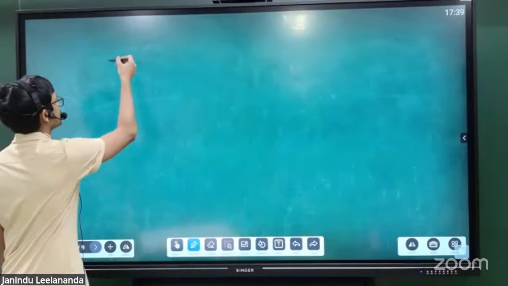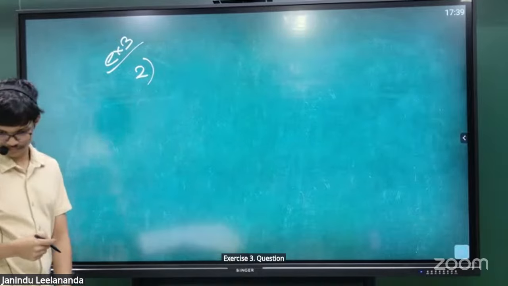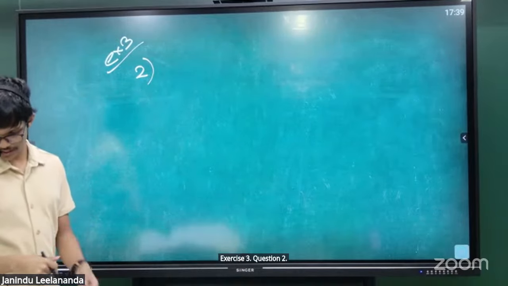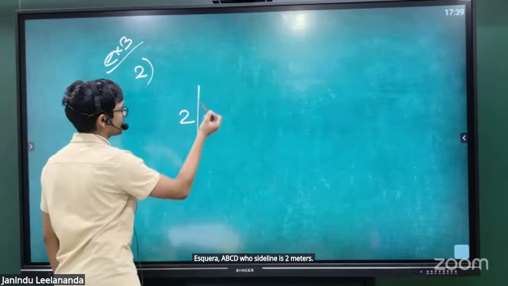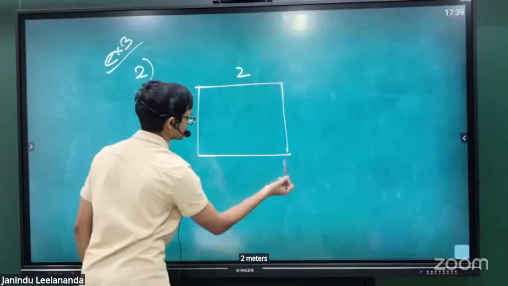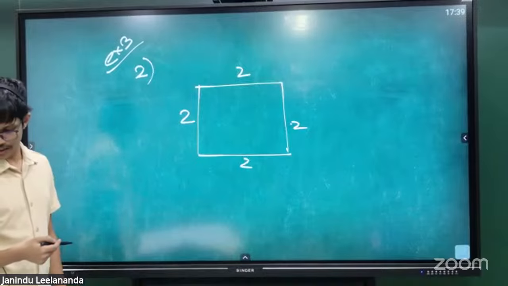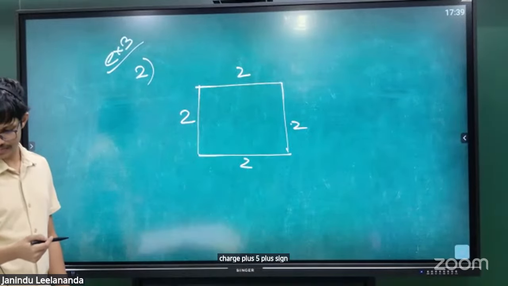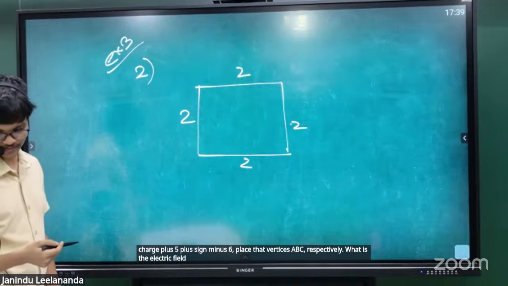Exercise 3, question 2. A square ABCD whose side length is 2 meters, has charges +5, +8, -6 placed at vertices A, B, C respectively. What is the electric field intensity at its center?